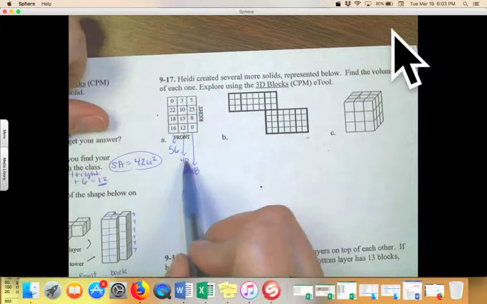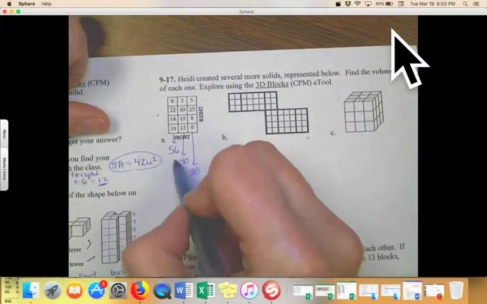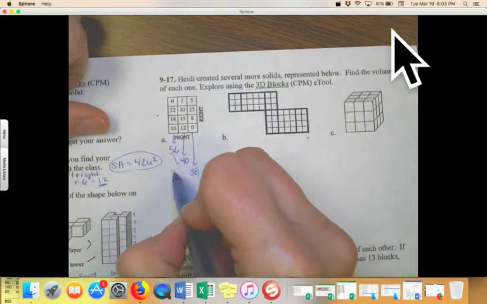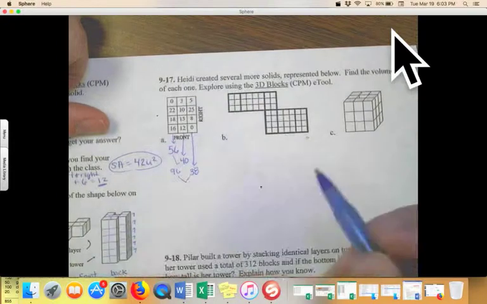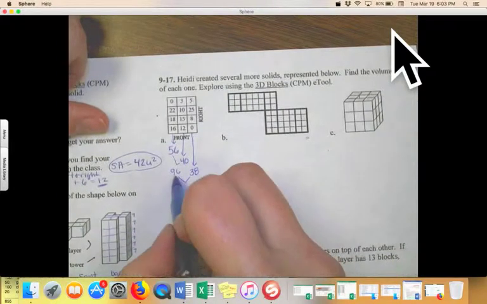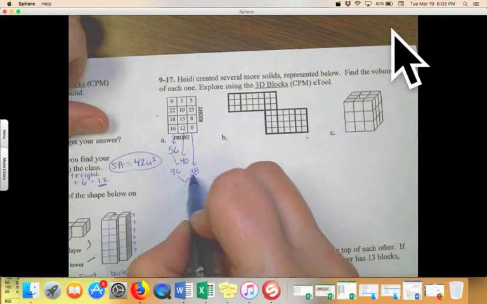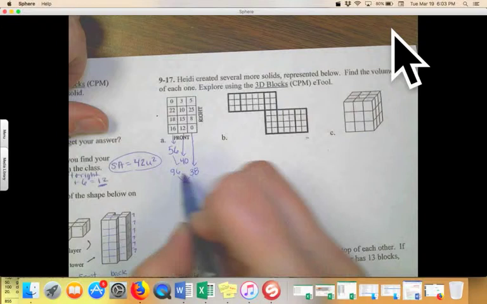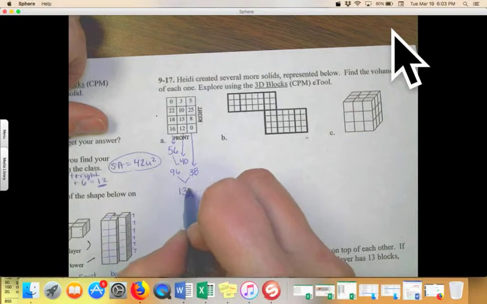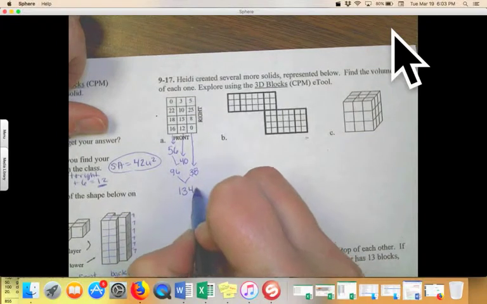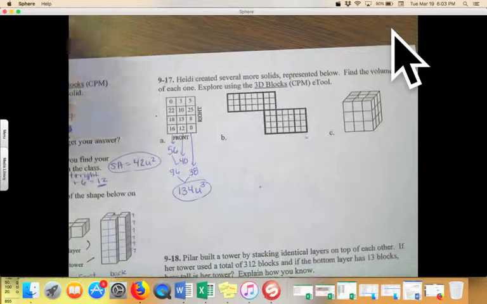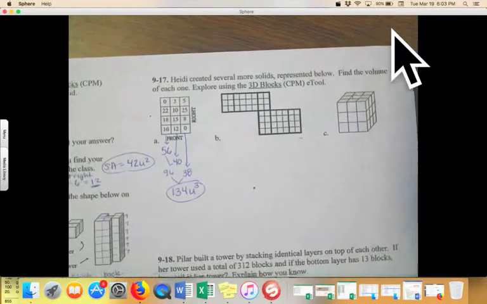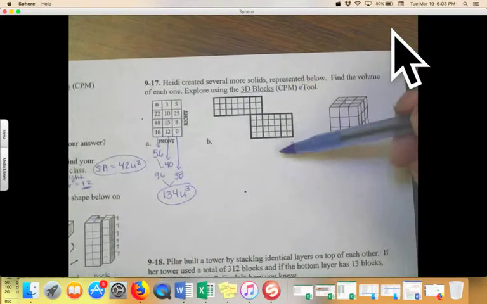So I have 56 plus 40 plus 38 blocks. 56 plus 40 is 96 plus 38. See, 90 and 30 is 120. And then I have another 14, so 134. This is volume, so we are in cubic units. Okay? All right. So looking at part B, this is a structure that you would fold up.